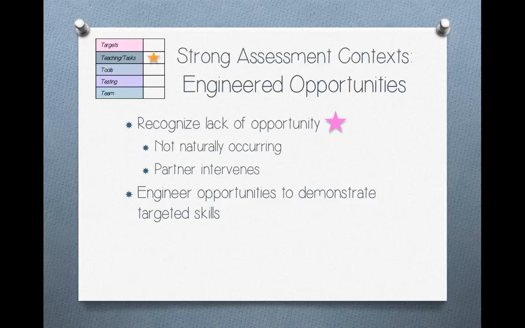Engineering opportunities. So once you look at the natural context and you observe with the guidance of your checklist and your tools, you want to go back and say, okay, what did I not see and why did I not see that? Sometimes it is a situation where there's lack of opportunity. So it's not necessarily a lack of a skill, it's lack of an opportunity to express a skill. And that can be because there was no naturally occurring opportunity or because the partner took the opportunity.